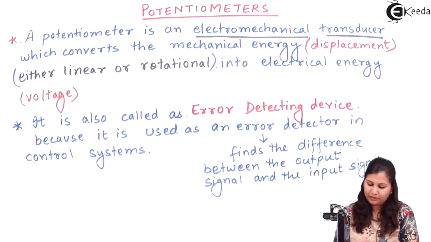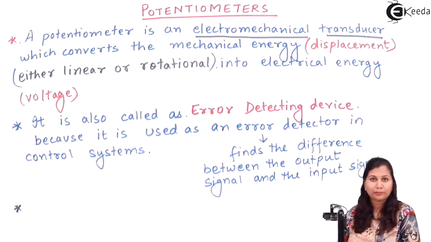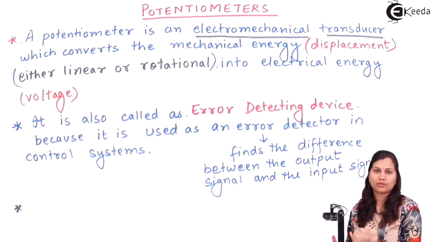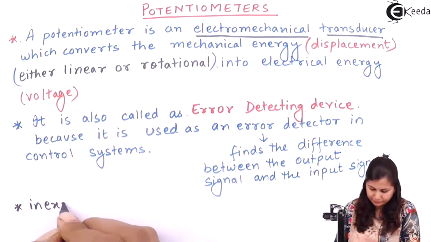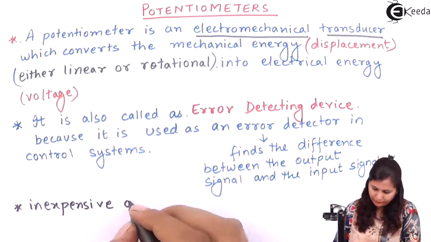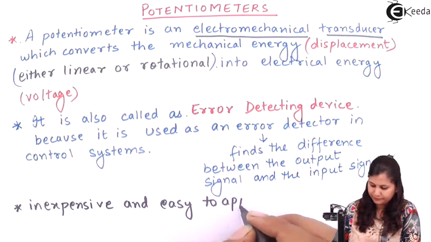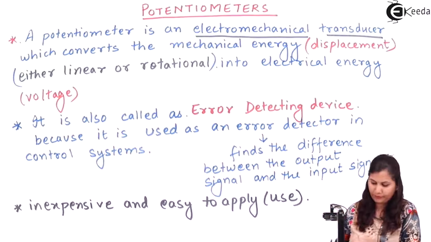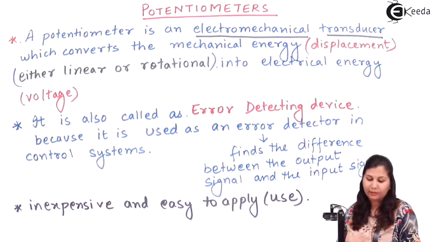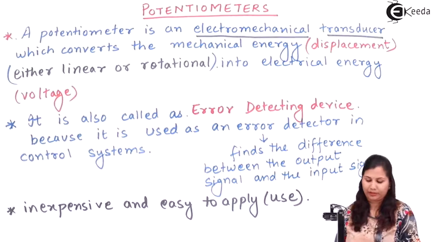So potentiometers are very commonly used in control systems because they are cheap and relatively easy to use. Okay, so they are inexpensive and easy to apply and use. So this is about the potentiometer. Now we will study the types of potentiometers.